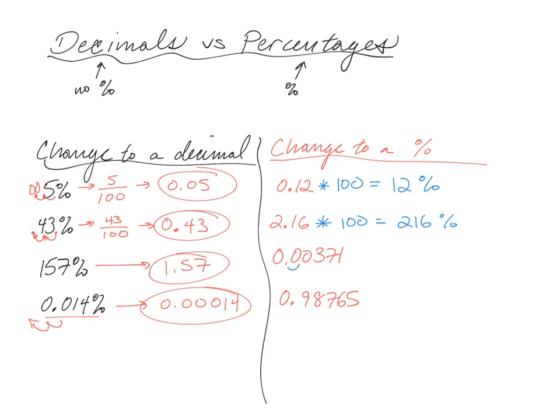So I could move this decimal 2 to the right and say this would be 0.371%. Or I could move this one 2 to the right and this would be 98.765%. And just for one more, if I throw a whole number out there, let's just say 7. Again, I know the decimal point is just to the right of the whole number, and I can move it 2 to the right. And we can put zeros after this now to get 700%.